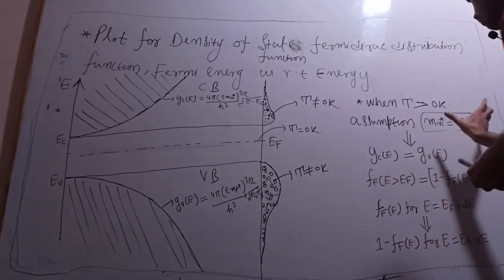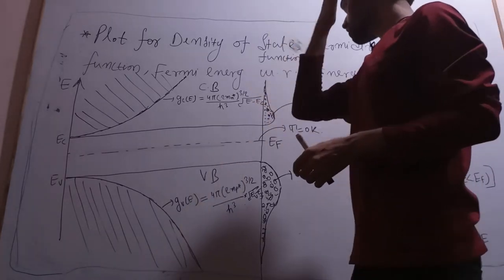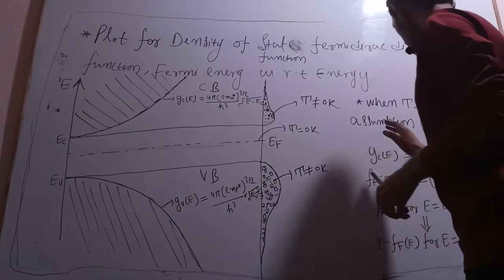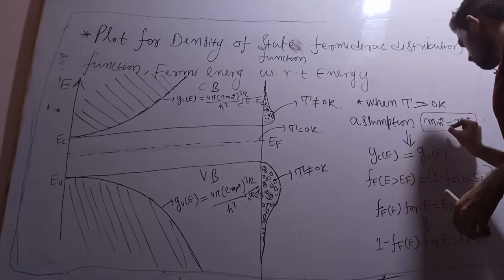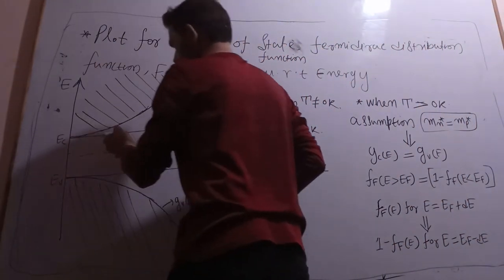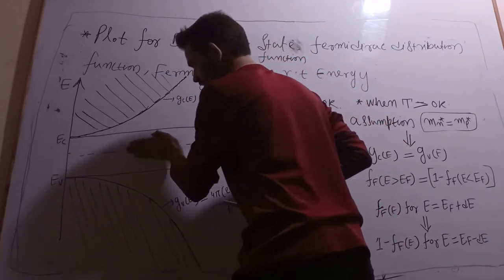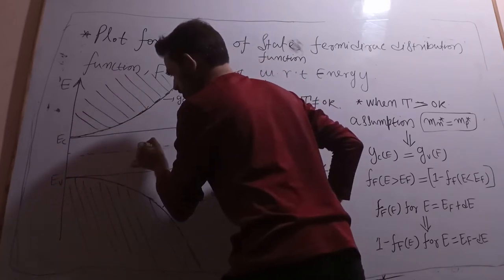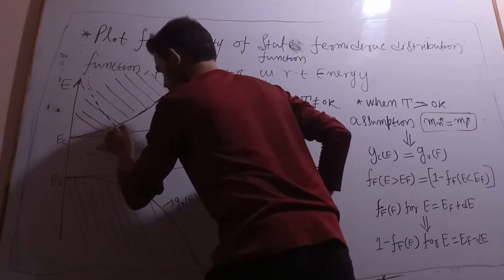So this is possible only when we take the assumption Mn star is equal to Mp star, otherwise it is not symmetrical. Now when the temperature is greater than 0 Kelvin and the effective masses of electrons and holes are equal, the Fermi energy will slightly tilt as the temperature increases. So this will tilt like this, and change the Fermi energy.